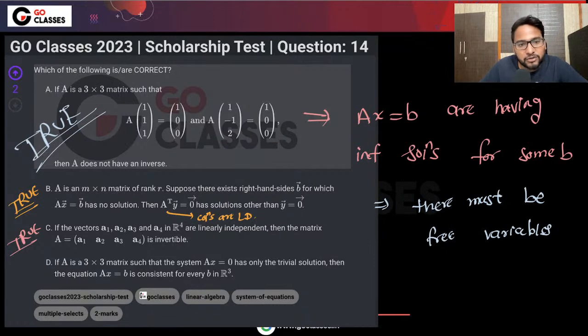If A is a 3 cross 3 matrix such that Ax equal to 0 has only trivial solution, then what does this mean? It is a square matrix and having only trivial solution. It means that the columns are linearly independent, right? Because it is having only trivial solution. Then the equation Ax equal to B is consistent. Columns are linearly independent, and you have 3 columns. I mean, it is 3 cross 3, right? You have 3 columns in R3. Then it is consistent for every B. Yes, that is also true.